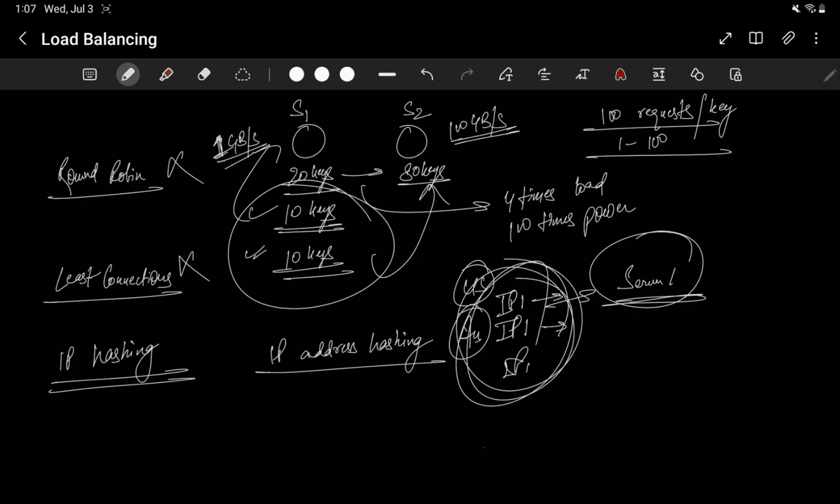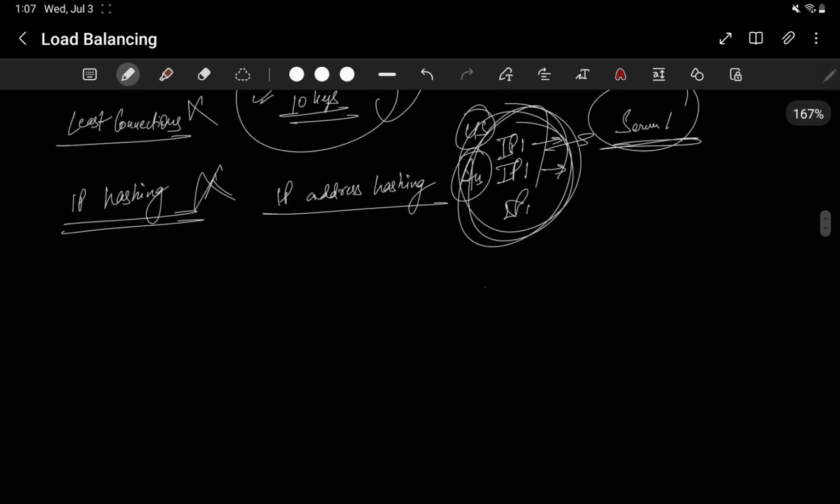So we saw that IP hashing, round robin, and least connections, nothing seemed to work. Then what works here? Then we have something called consistent hashing.